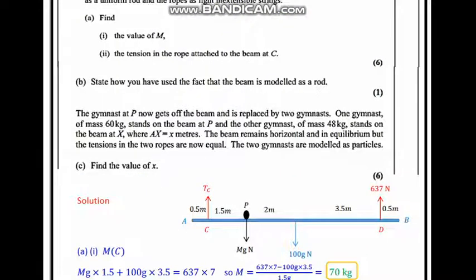Last part, the gymnast at P now gets off the beam and is replaced by 2 gymnasts. One gymnast of mass 60 kg stands on the beam at B, and the other gymnast of mass 48 kg stands on the beam at X, where AX is x meters. The beam remains horizontal in equilibrium, but the tensions in the 2 ropes are now equal. The 2 gymnasts are modeled as particles. Find the value of X. Let's see how to solve it.